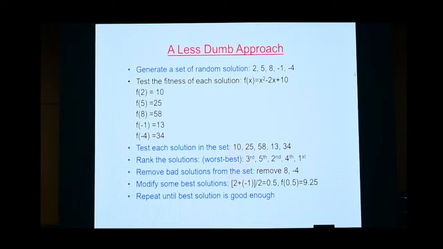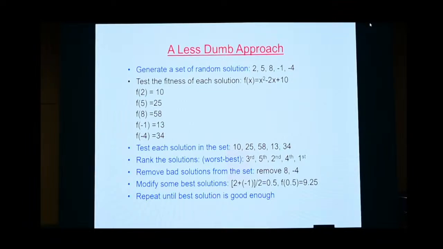So you rank the solutions. What is the worst? The third one is the worst, because our objective is to minimize this one. The third one is giving 58, so that is the worst. So like this you rank third, fifth, second, fourth, and first. So remove these bad solutions. So third and the fifth you remove. So that means 8 and -4 you remove. And modify some good solutions.